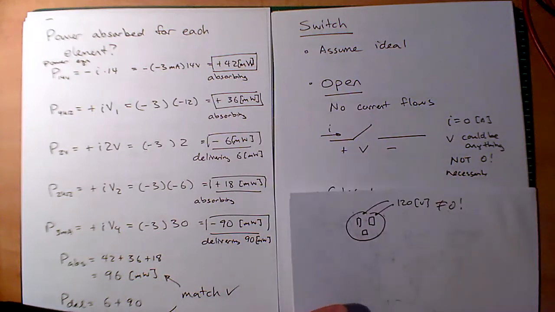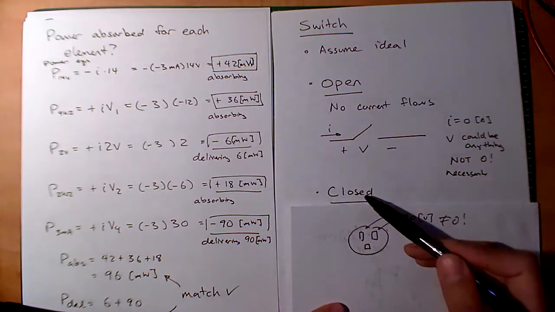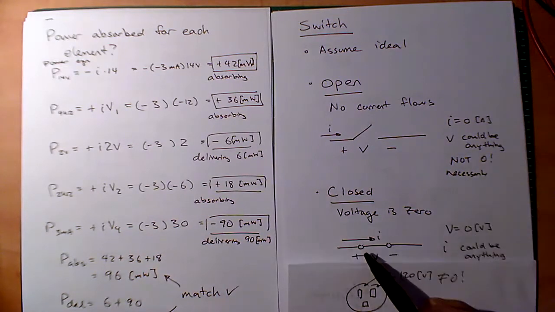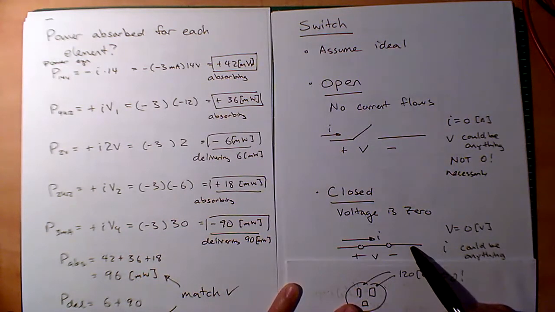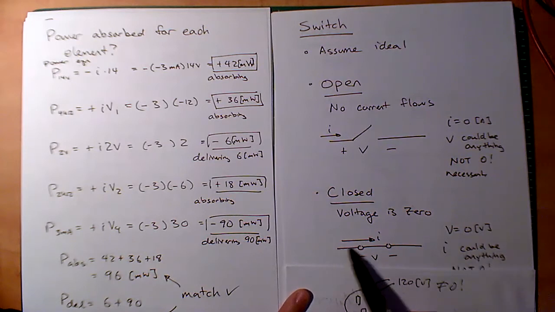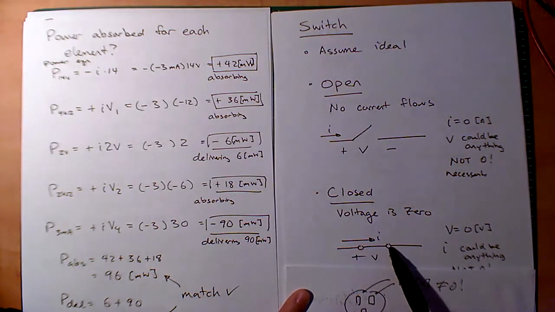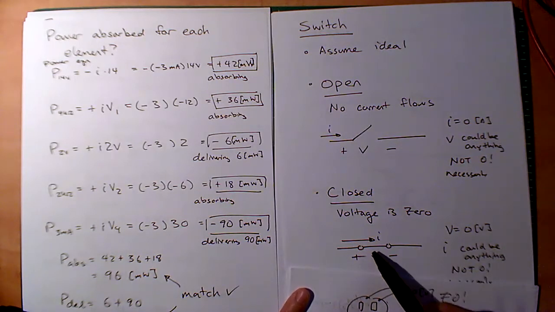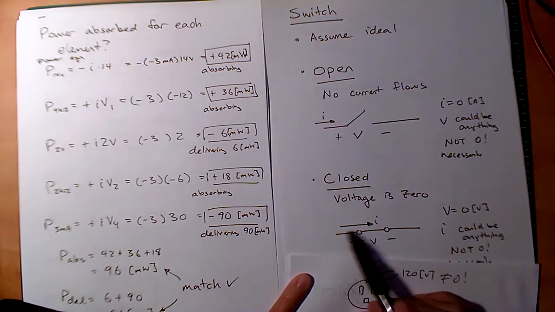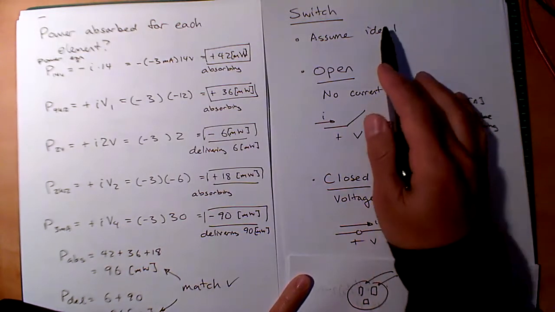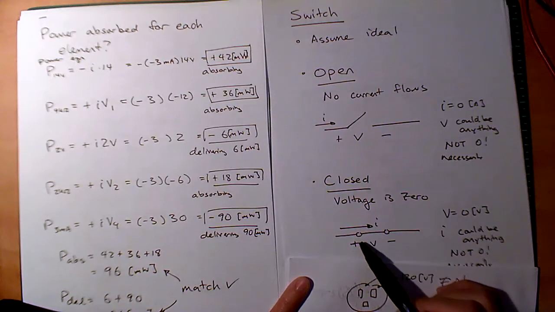Okay, let's look at the ideal switch when it's closed. The voltage is zero when you have a closed switch. The voltage across the switch is zero, but the current could be anything, because now it's like a wire. And just like any wire, you could have any non-zero current. It's easy to make the assumption, oh, I have a closed switch, current must be zero. No. If you have an open switch, the current is zero for our ideal assumption, but the voltage we will assume is zero.